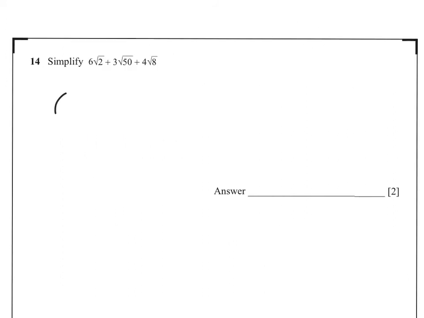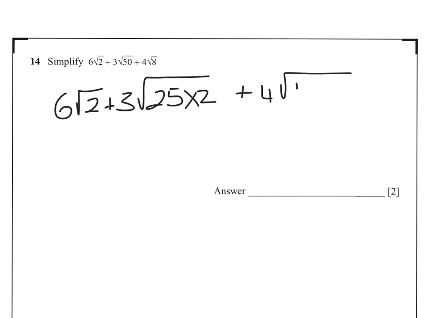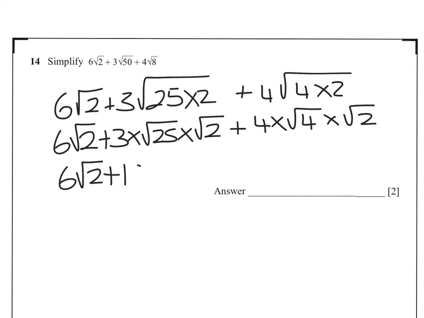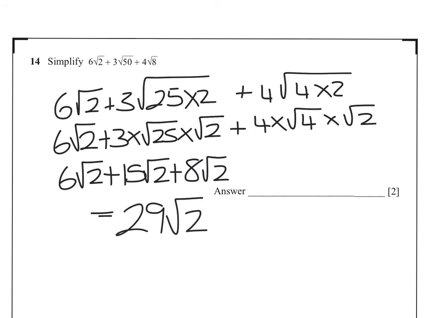Square root of 2 cannot be simplified, but 50 is 25 times 2, and 8 is 4 times 2. So this gives us 6 root 2 plus 3 times the square root of 25 times root 2 plus 4 times the square root of 4 times root 2. So that is 6 root 2 plus 3 times 5, which is 15, plus 4 times 2, which is 8 root 2. 6 and 15 is 21, plus 8 gives us 29 root 2.